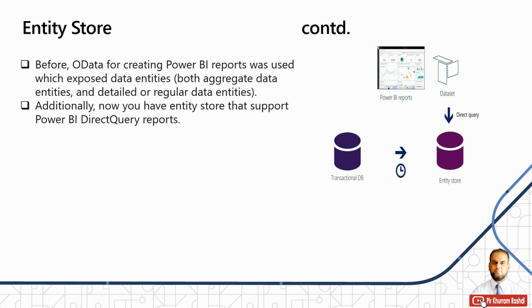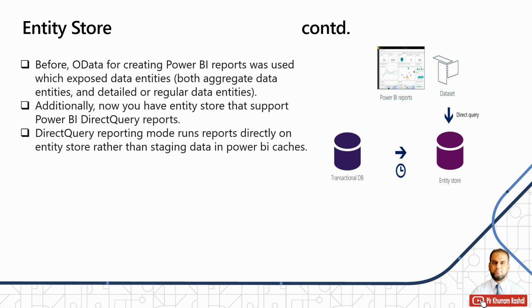So now we additionally have the entity store in F&O, which supports Power BI direct query reports. Direct query mode runs reports directly on the entity store rather than staging data in Power BI caches. So what is the difference? Power BI caches are used in import mode, but since we are using direct query mode, it will run the reports directly from the entity store. Whatever data is available in the entity store depends upon the refresh rate or frequency from the transactional DB to the entity store, how quickly it is refreshing.